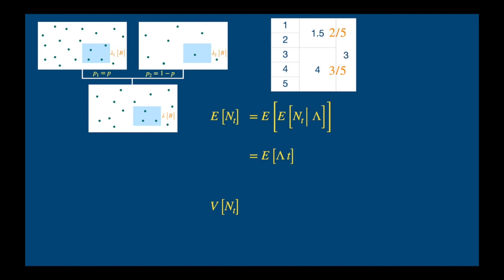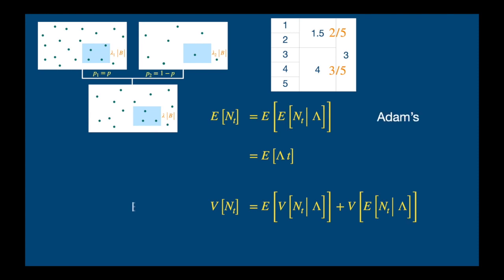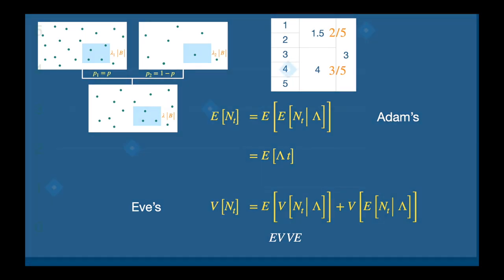We will now use the total variance formula. It's like the variance version of the iterated expectation. So these are like Adam and Eve. By the way, the total variance is called Eve because it is E of V plus V of E. So the mnemonic is Eve.